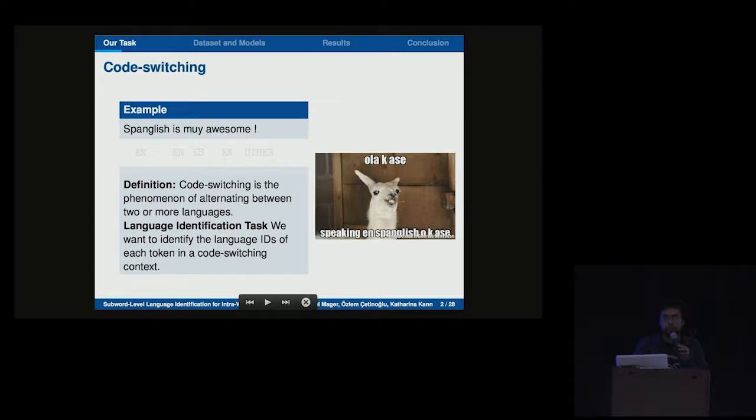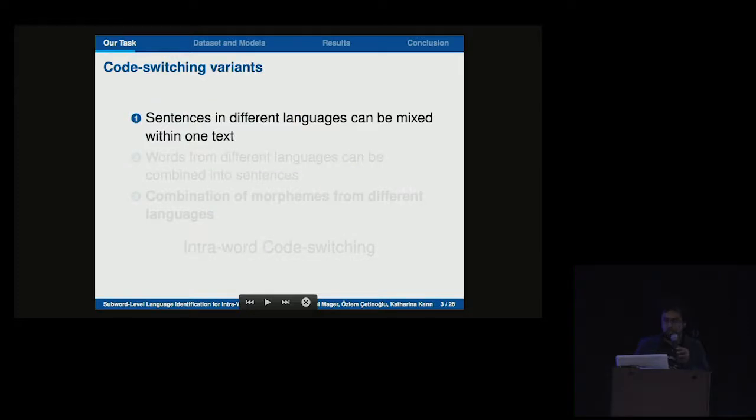So the task we're working on is language identification. That means that we want to identify the language IDs of each token in a code switching context. So what we mean here is that we assign a language ID to each of the words of a sentence. In this case, Spanglish can be interpreted as English, is English, muy Spanish, awesome English, and of course we need also to have some tags for special symbols that we identify as other.